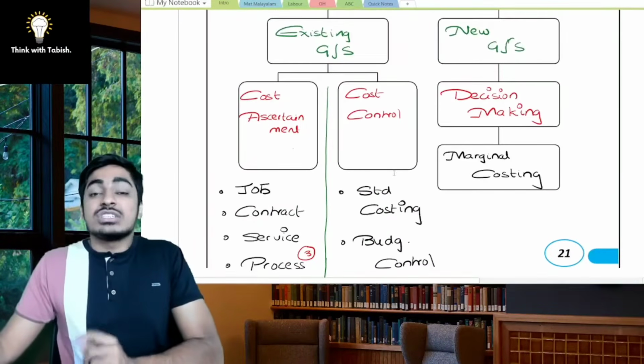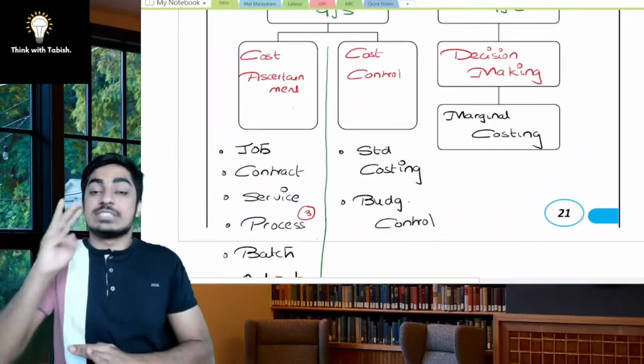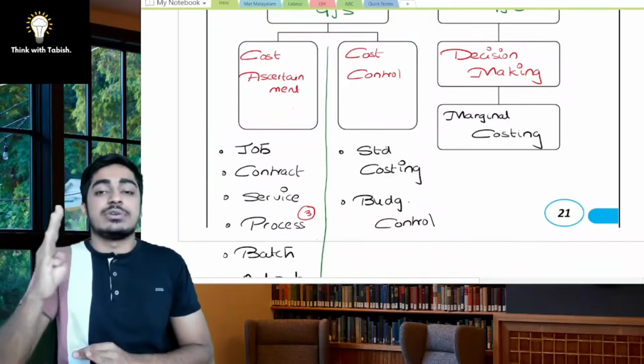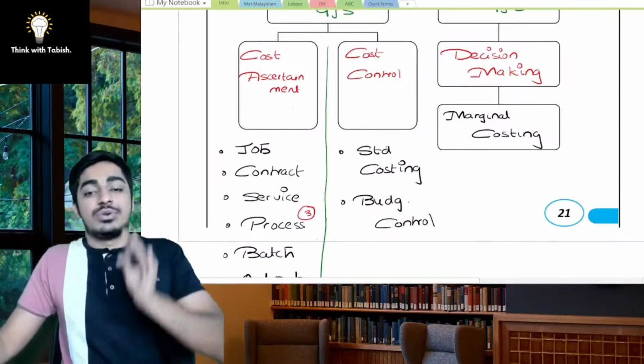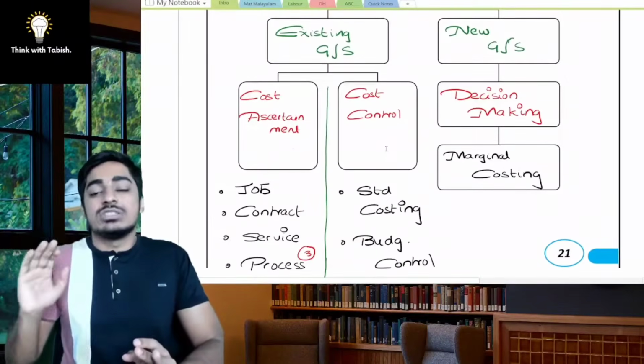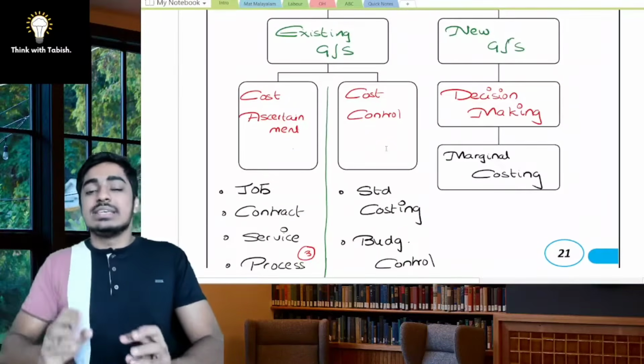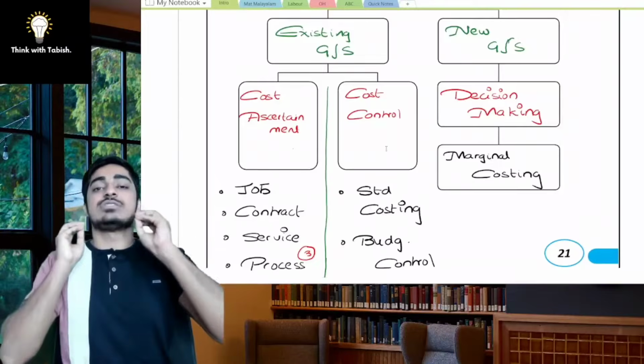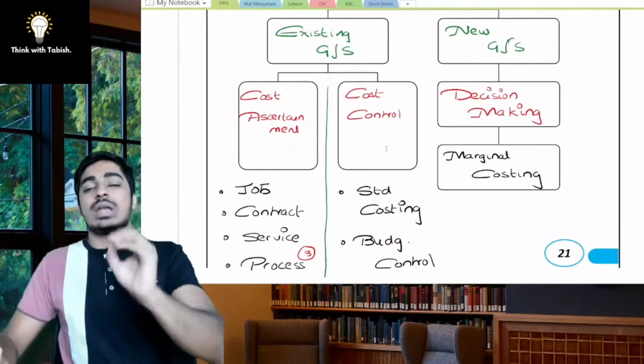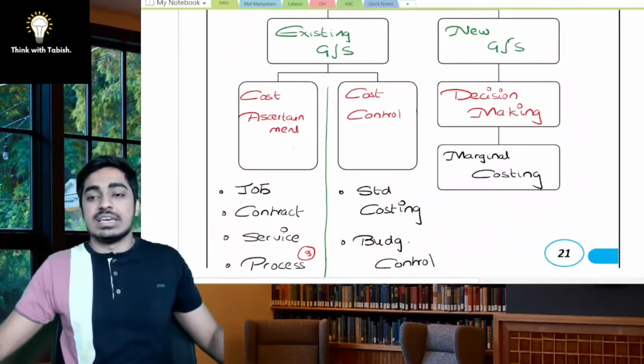Next, for cost control, to reduce the cost, we have standard costing, we have budgetary control. And for new goods or services, to take a decision, we have the concept of marginal costing. This is all 15 chapters of costing put in one single master sheet. Clear, students?